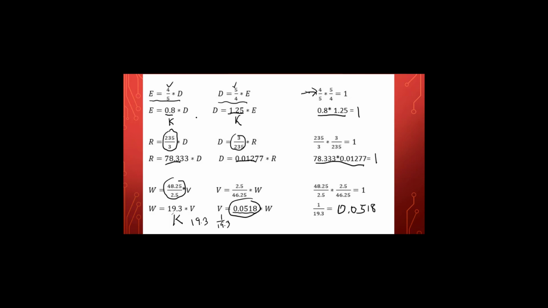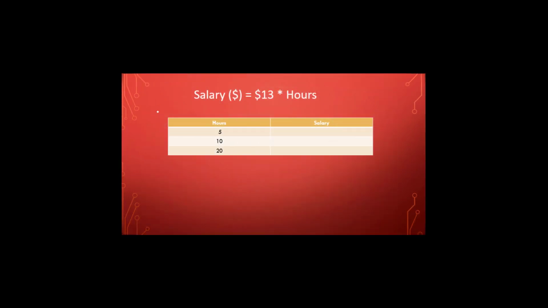So this just shows you how the reciprocal works in these equations, y equals kx. Next, we're going to look at the units, which are really important. So we're going to look at a simple y equals kx formula. Your salary is equal to $13 times the number of hours that you work. Here's a table of values. We're going to fill it in.